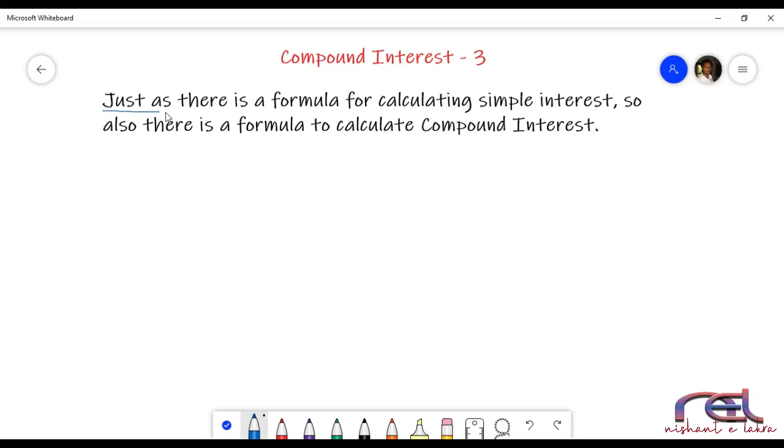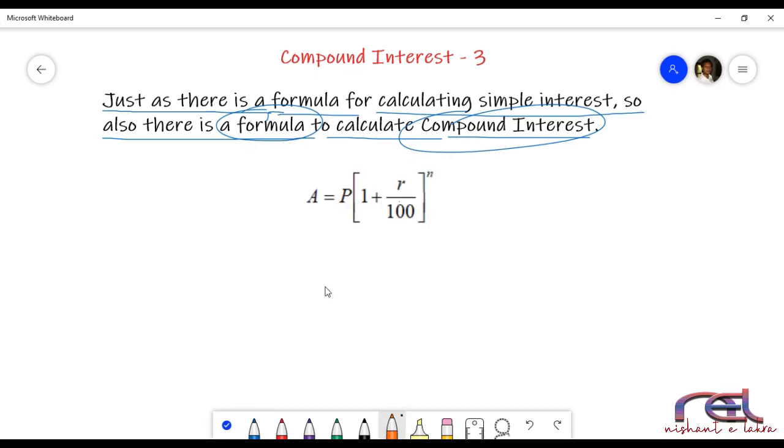We're starting a lesson on how to find compound interest using a formula. Just like there is a formula to calculate simple interest, we have a formula to calculate compound interest. We will be finding compound interest based on the formula that you see on the screen.